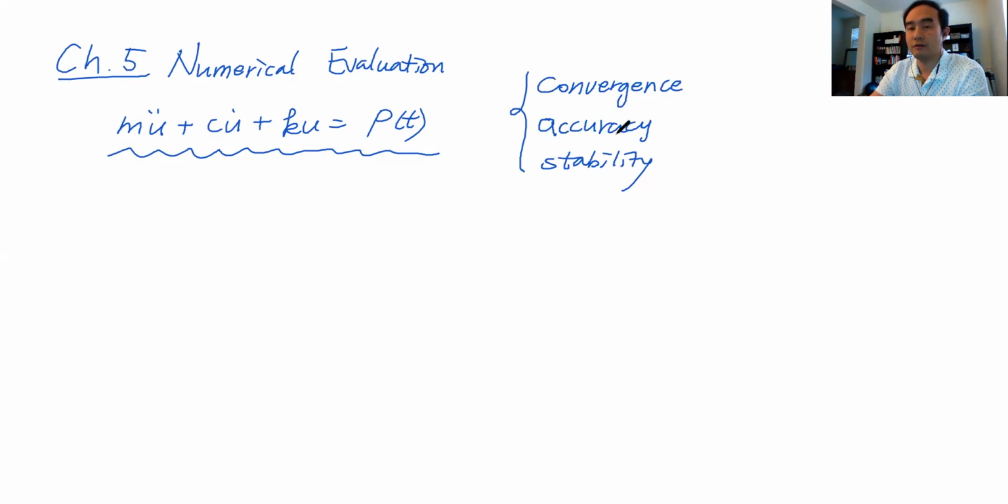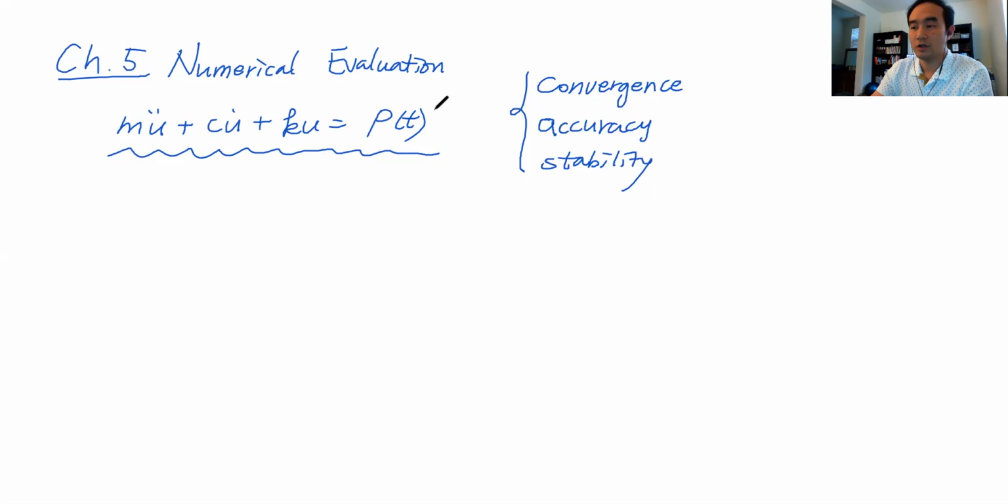And then accuracy, of course, the final response and the answer should be accurate enough compared to the exact solution. And stability, the solution and the procedure should be stable, and also make sure that the solution converges to the exact solution. All right, so these are 3 criteria that we have to meet and satisfy to use this numerical evaluation.